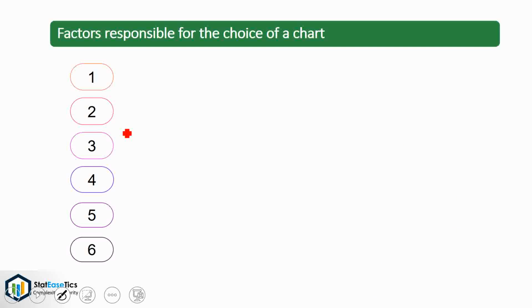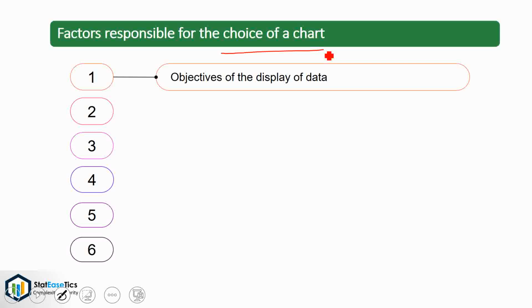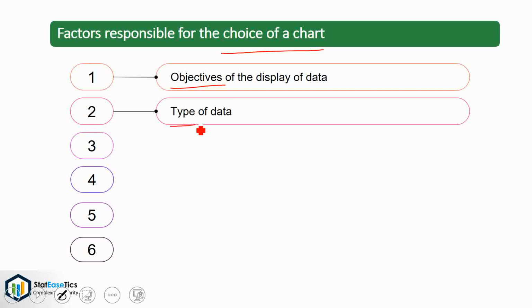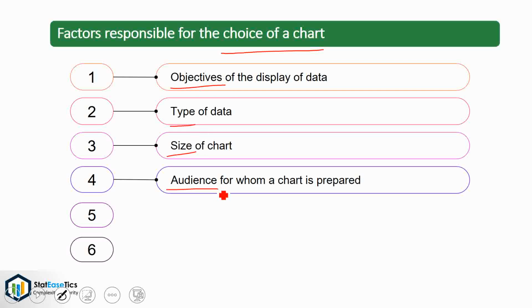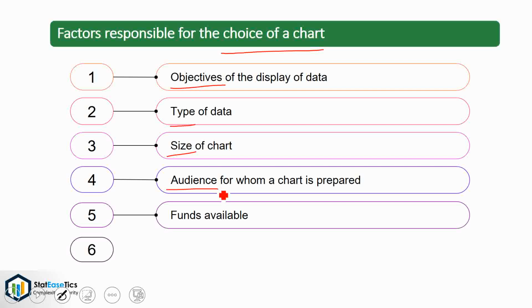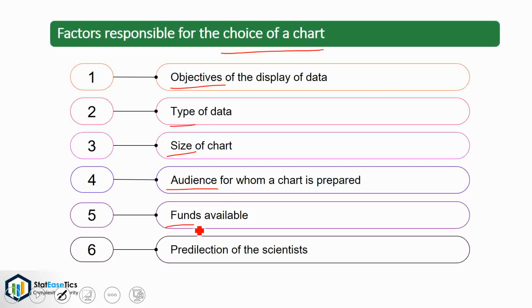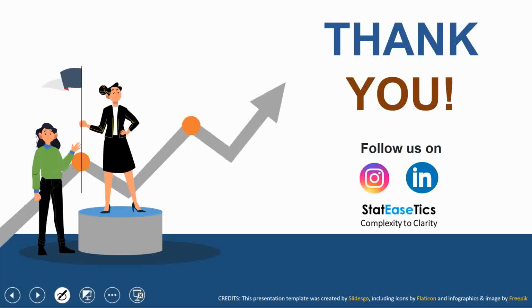The various factors responsible for the choice of chart are as follows. Objectives of the display of data, type of data, size of chart, audience for whom a chart is prepared, funds available, predilection of the scientists.